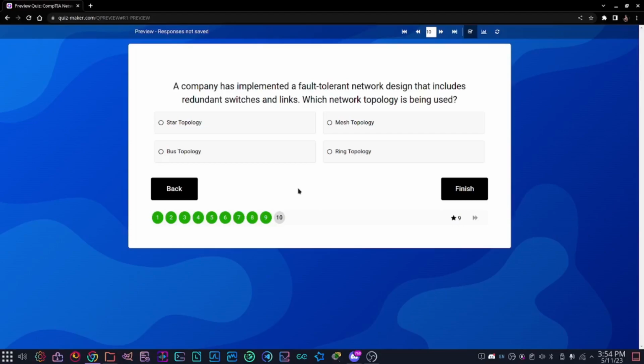And last but not least, question 10. A company has implemented a fault-tolerant network design that includes redundant switches and links. Which network topology is being used? We have star topology, mesh topology, bus topology, or ring topology. If you've been studying, this is one of the first things you'll learn in the objectives for Network Plus. The most redundant network topology is going to be a mesh topology.